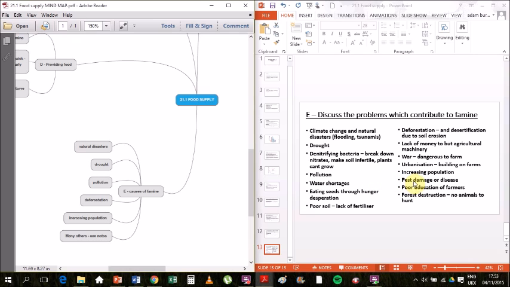Pesticide damage or disease. Urbanization means to build cities over farms where you would be growing food. War, obviously, if you're going to farm, then if there's a war, you're probably not going to be out there farming. So lots to talk about there.